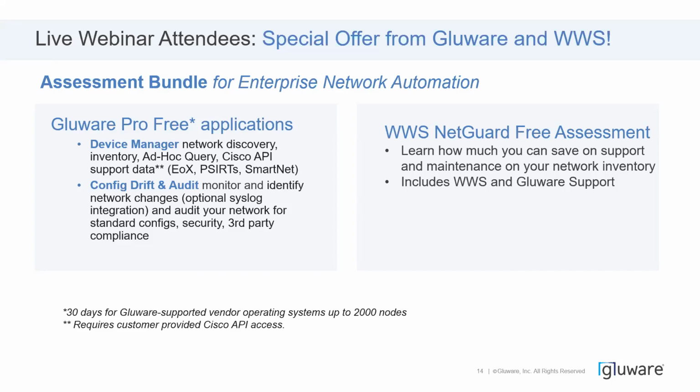The only piece that you need to take care of is installing a lightweight piece of software on your prem called the Glueware Secure Gateway to enable that two-way communication to leverage and interrogate the network devices. Once you're up and running, we've taken the guardrails off. Usually our free offer is only for 100 devices. Through our partnership with WWS, for 30 days you get Glueware Pro fully supported for up to 2,000 devices, with the Device Manager app and the Config Drift and Audit app.